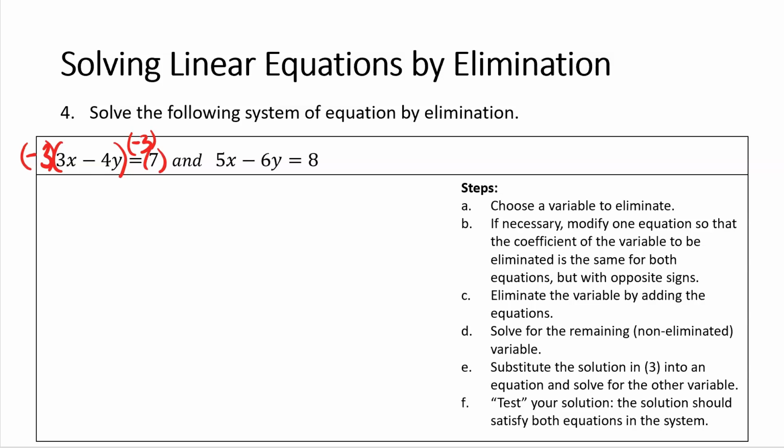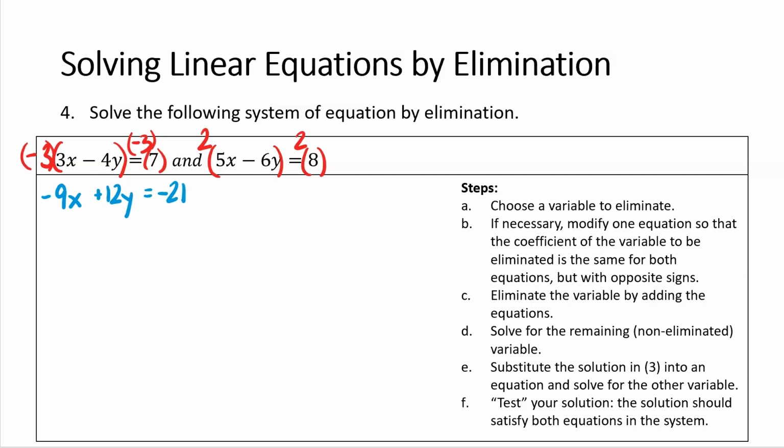That would give us a positive 12y. And if I take the second equation, I'll multiply that by 2. 2 times negative 6 is negative 12. That gets us a negative 12y as well. And then let's line up these equations. Negative 3 times 3x is a negative 9x. Negative 3 times negative 4y is a positive 12y. Negative 3 times 7 equals negative 21.